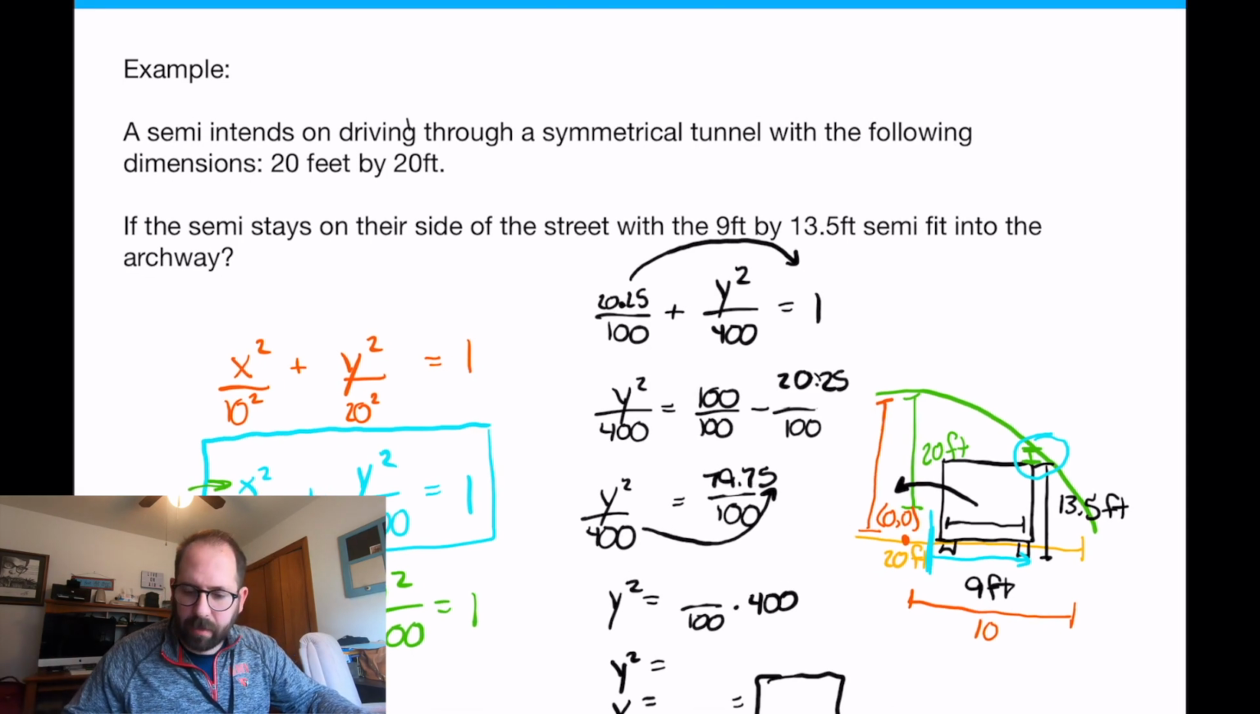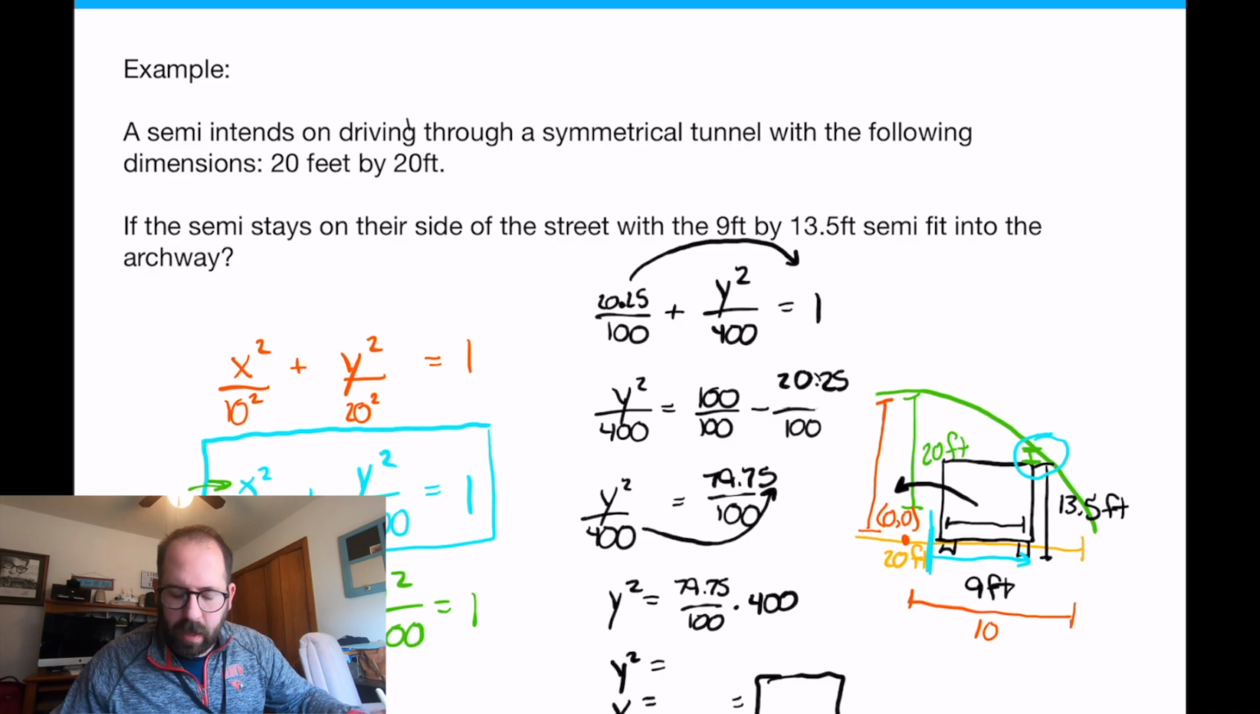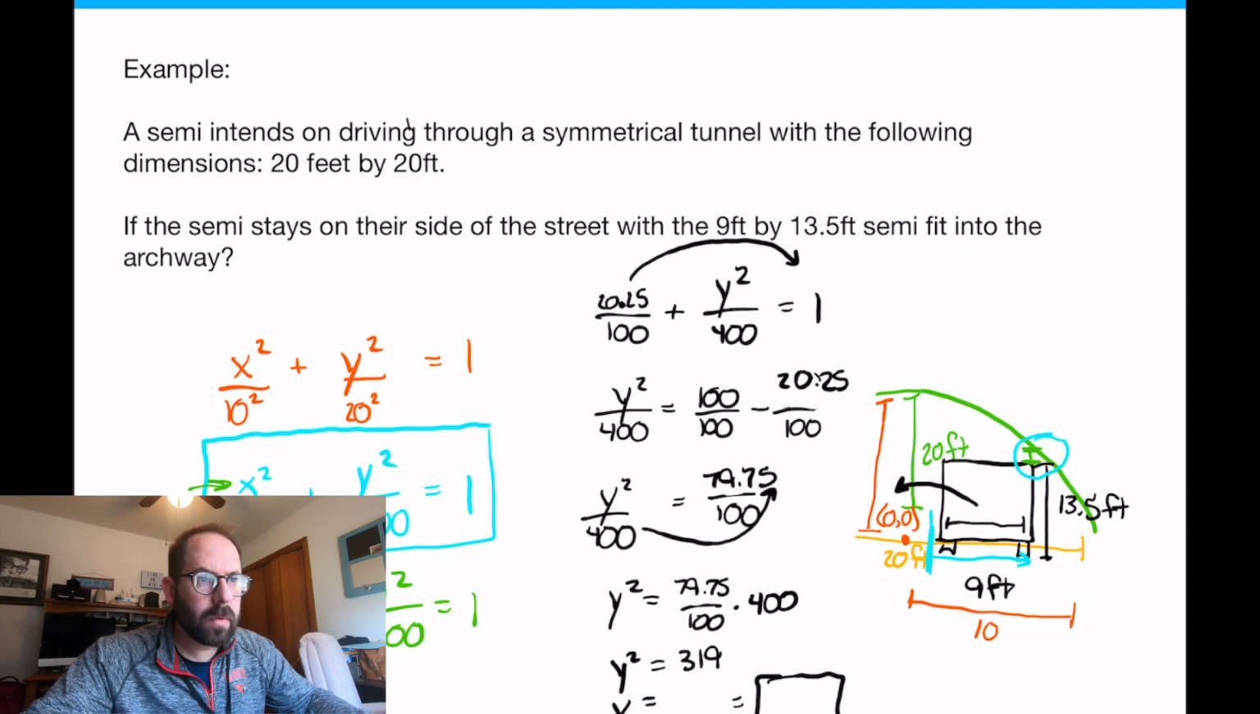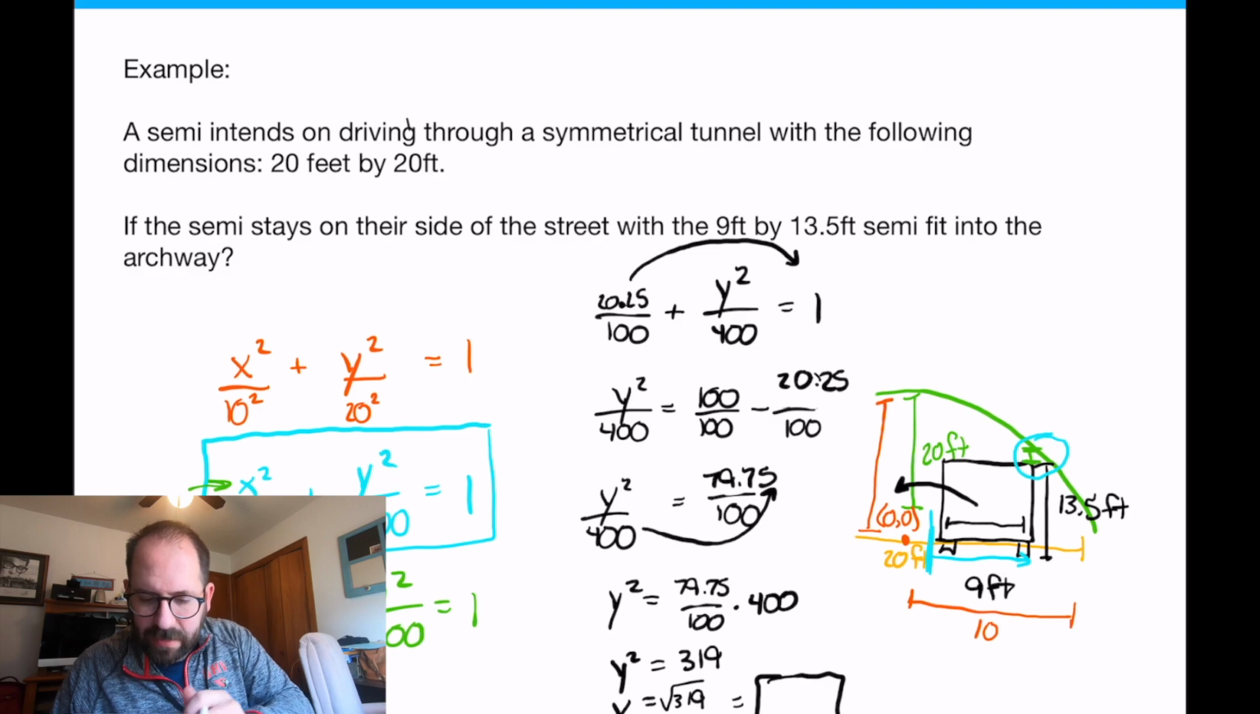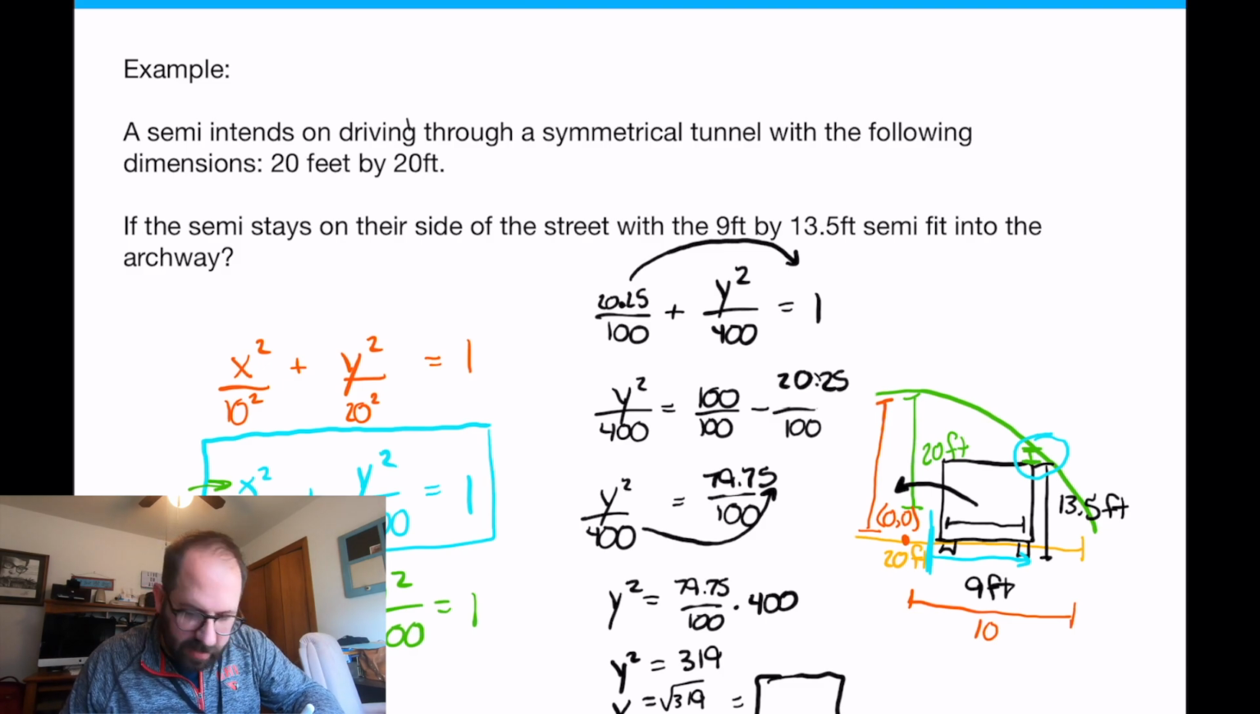And then I took it times 400, so 79.75 times 400 and then divided by 100. And I get 319. Everyone clear what he's doing there? Everyone's good? Okay. We take the square root of that number. So the square root of 319, and I get 17.86 feet.